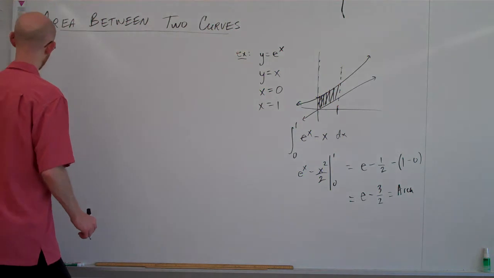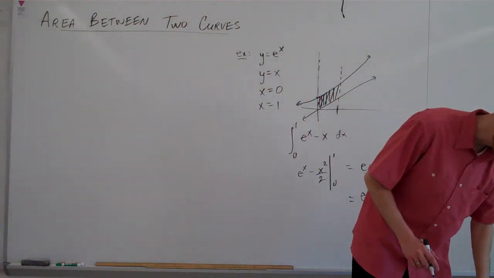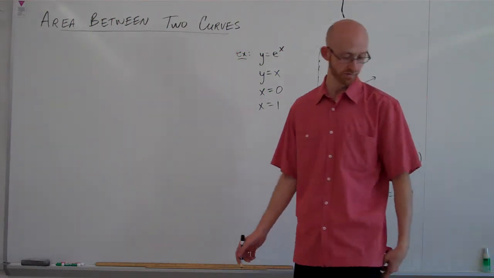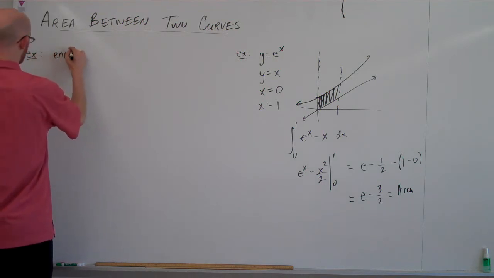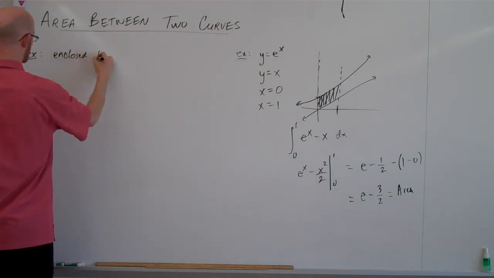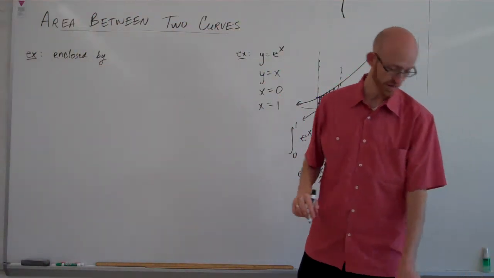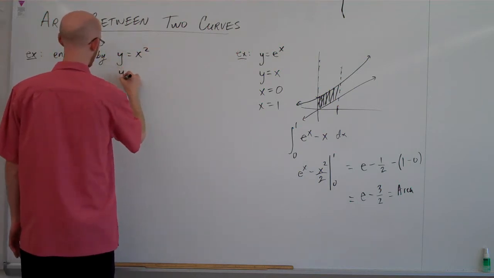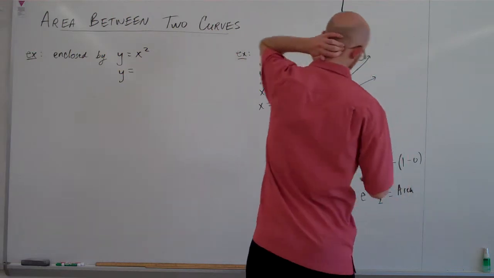Okay. So now we'll do one of the other type, where it is your job to find where they intersect. So we're going to find the area of the region enclosed by y equals x squared and y equals 2x minus x squared.